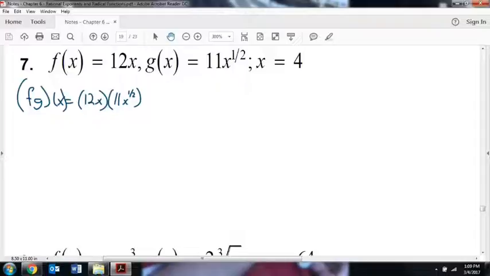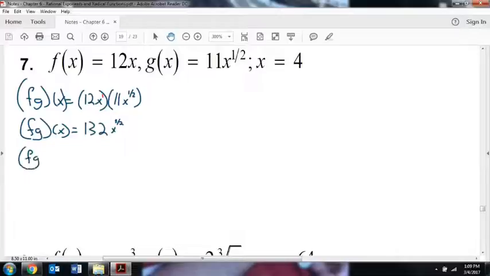So fg of x equals 12 times 11 is 132, and then x times x to the 1/2 is x to the 3/2. Now you might be freaking out, where does the 3/2 come from? Remember, all variables have an understood 1 right there. So 1 plus 1/2 is 3/2. Cool.